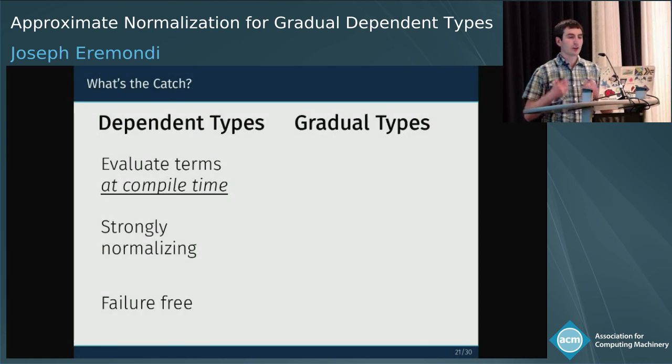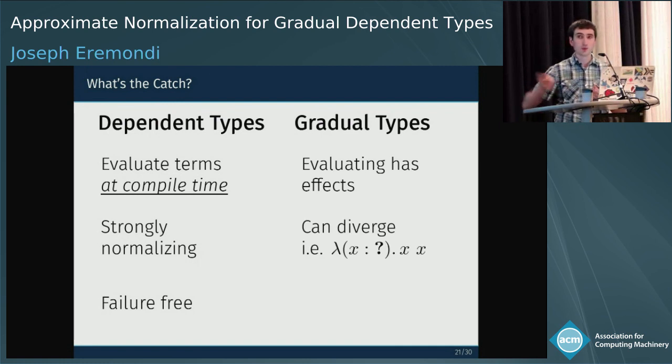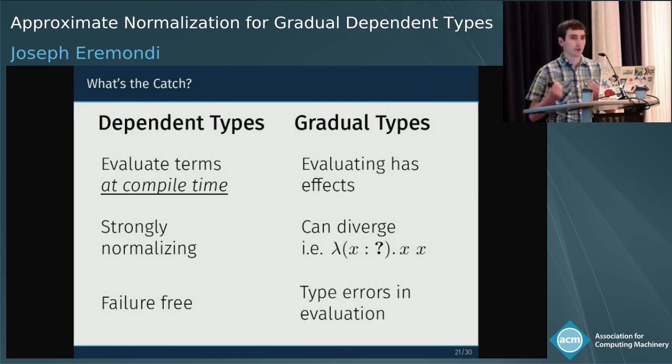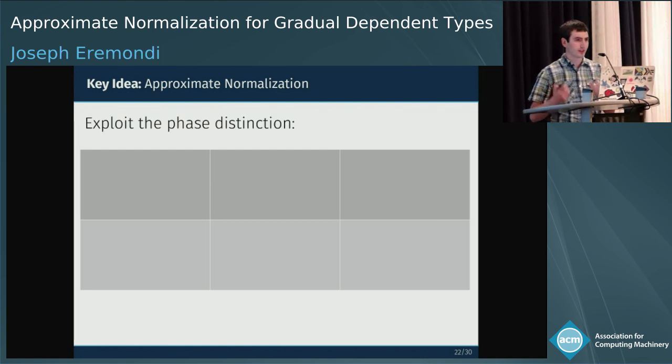And this has an inherent conflict with gradual types because evaluating gradual types introduces these effects. Specifically, we can diverge because now you can give a type to self-application, or you can have errors, and these errors are a key part of gradual typing. They're what makes it safe. And so how do we remedy these two supposedly conflicting things? And the key idea is approximate normalization.